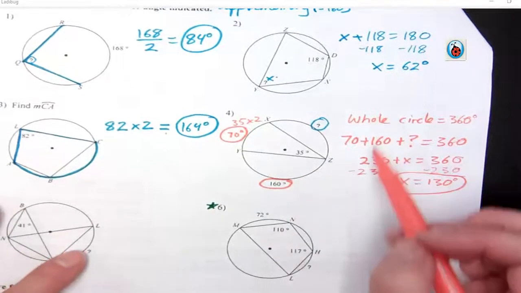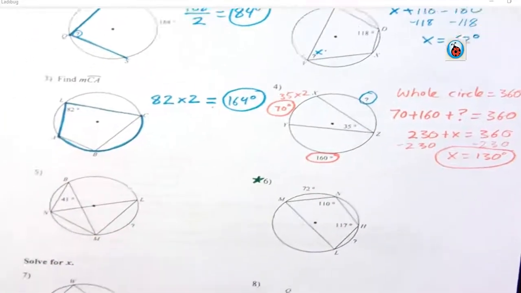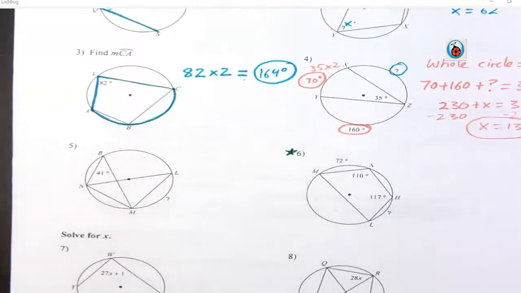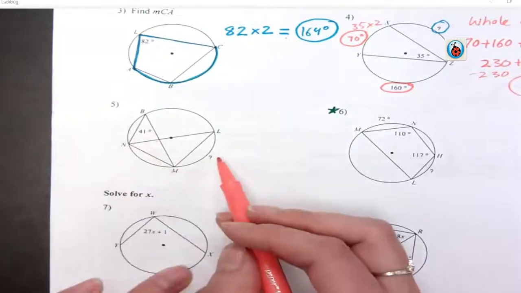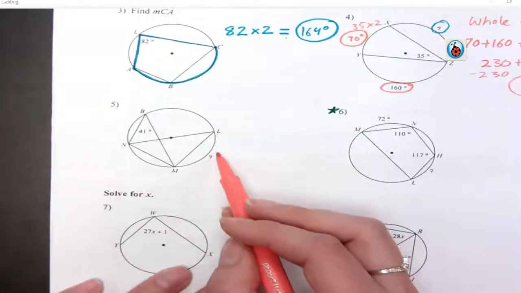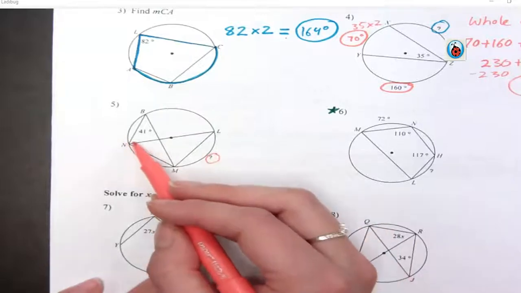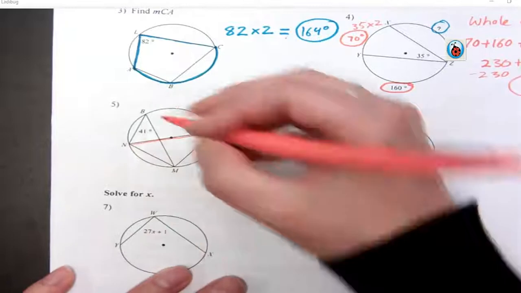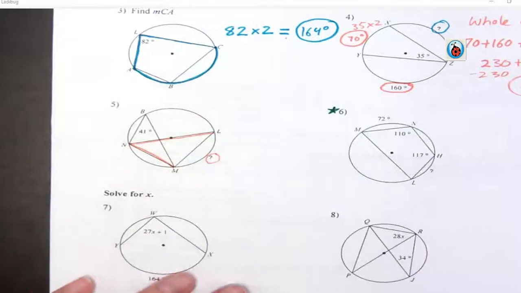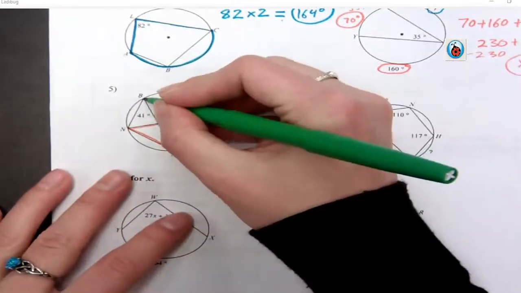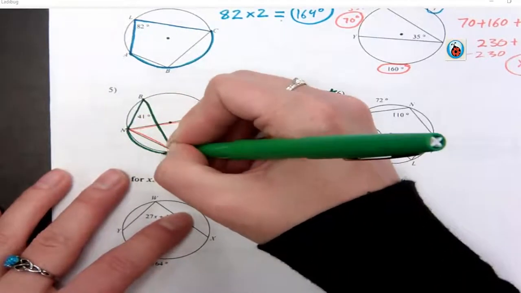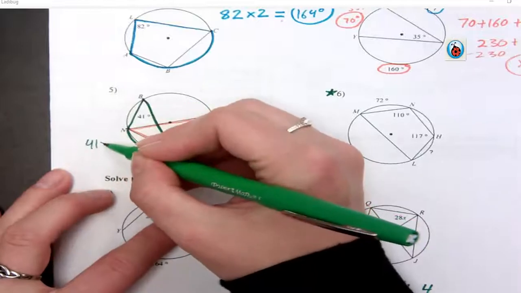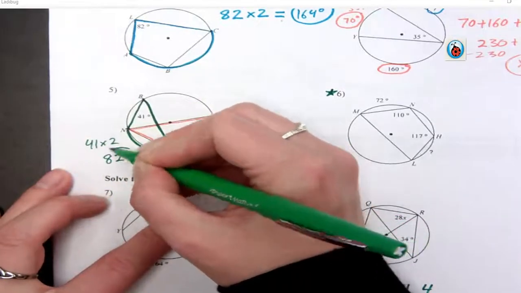So pretty simple, but we do have a few steps here. Circles are often like puzzles. We just have to find what we can and then move on from there. All right, on problem 5, again, we don't have anything easily directly linked to this. My inscribed arc would be here, but I have no number for this angle. So I'm going to start with what I do have. So I do have 41 on this, which means my arc NM is 41 times 2, which is 82 degrees.